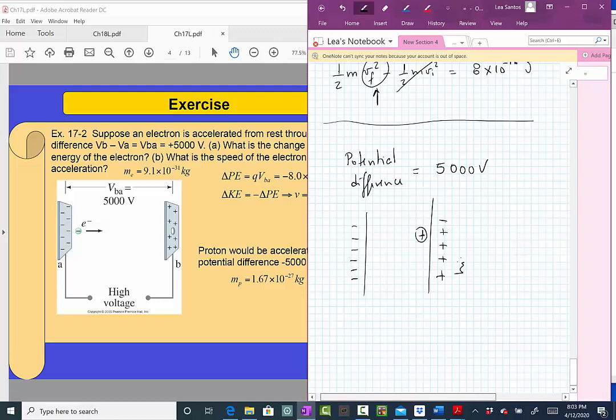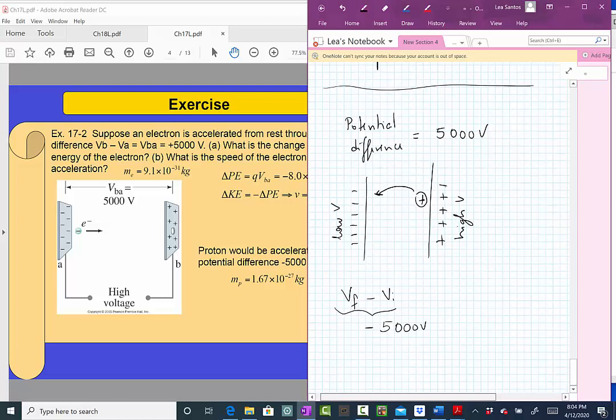But in the case of the proton, we know that this proton is initially here in the region of high V, and it's going to move naturally to the region of low V. So if I write for the proton the final potential minus the initial potential, since the final is the region of low V, this will be a minus value. And what is the value? Minus 5,000 volts. Okay? Anyway, the rest of the problem is pretty much the same, because we know that this potential difference is the change in potential energy divided by Q.